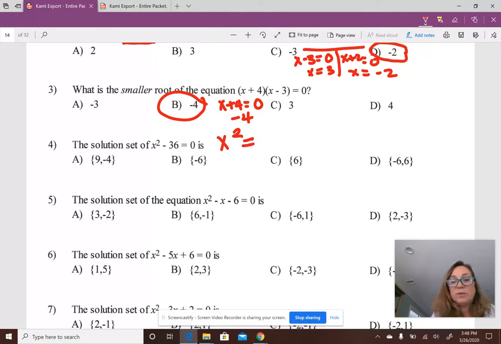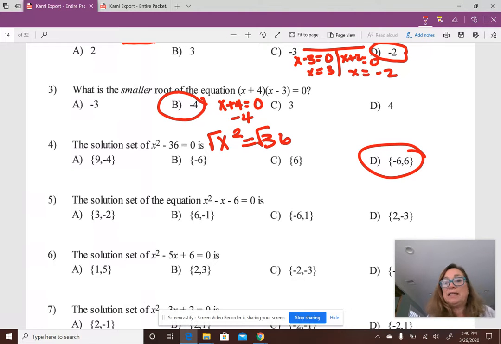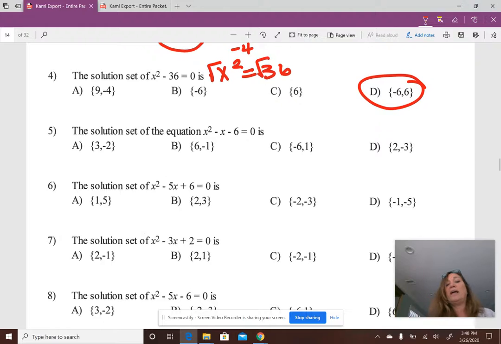So we have x squared is equal to 36. You add 36 to both sides, take the square root of both sides, and you get choice D. Keep in mind that when you do a square root, you want to make sure that you pick both the positive and the negative square root. Okay? All right, so I'm going to factor number 5.